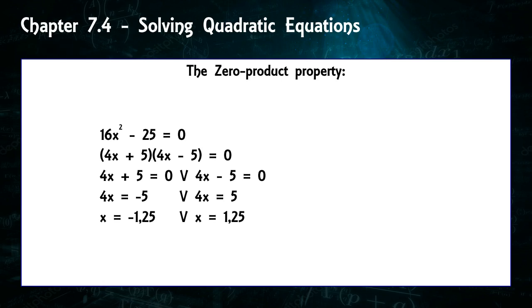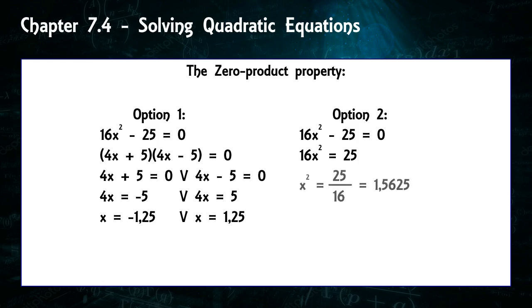By the way, if you wanted to solve that last one by using the balance method from start to finish, that's also doable. Removing the minus 25 by adding 25 to the other side, dividing everything by 16, and then taking the square root of the fraction 25 over 16 will give me the same answers, 1.25 or minus 1.25.